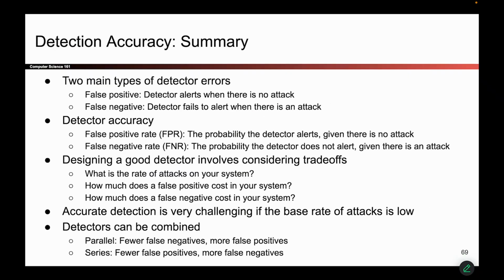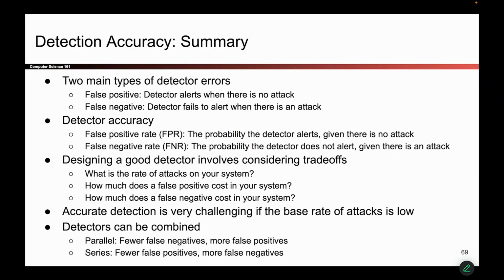Then we looked at ways to measure detection accuracy. We looked at false positives and false negatives, the 2 types of errors that can occur. And we said that designing a good detector means balancing the 2 rates. And finding the perfect balance depends on other questions too. For example, what are the costs of false positives and false negatives? And what is the base rate of attack on your system?